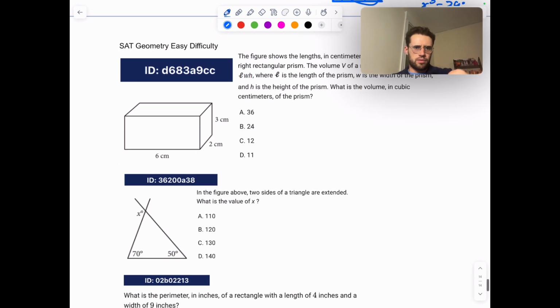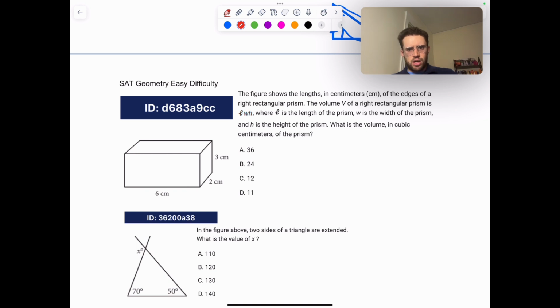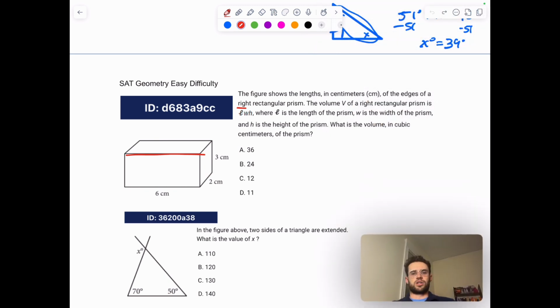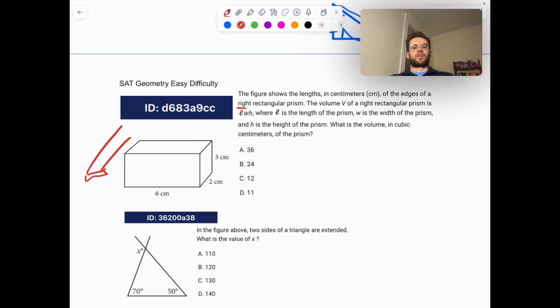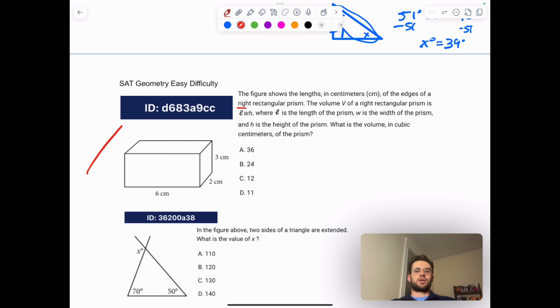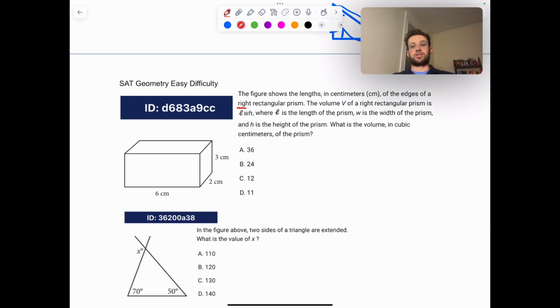And now we're on, I believe, the last page of these. This one says, a figure shows the lengths in centimeters of the edges of a right rectangular prism. So don't get thrown off by the right part. All that means is that the height of the prism is at a right angle to the base, like the face down here. So pretty much any prism that you're dealing with in geometry is going to be a right prism. In geometry class in high school, you could get one that's slanted when you get to a different level of math, but we don't have to deal with that.